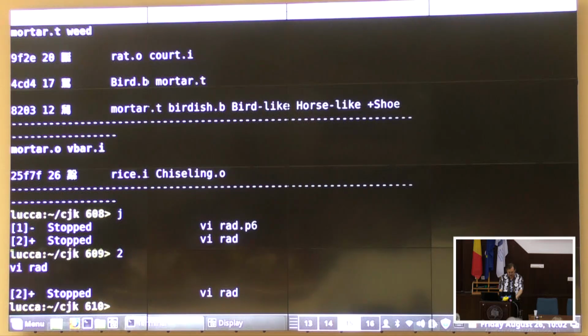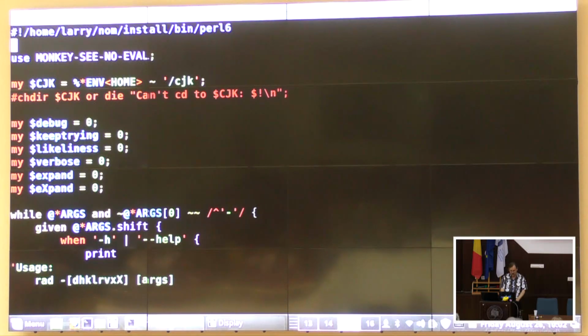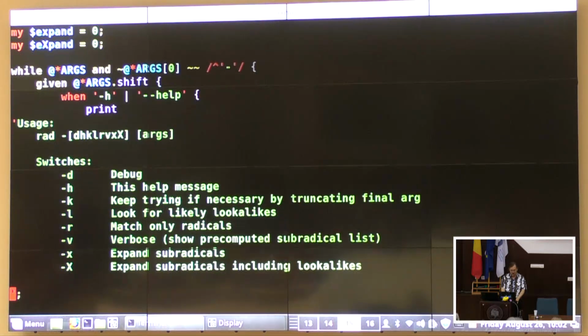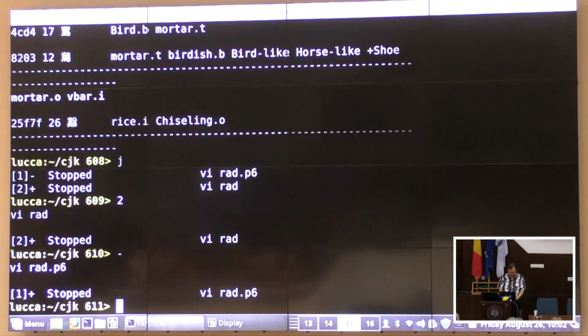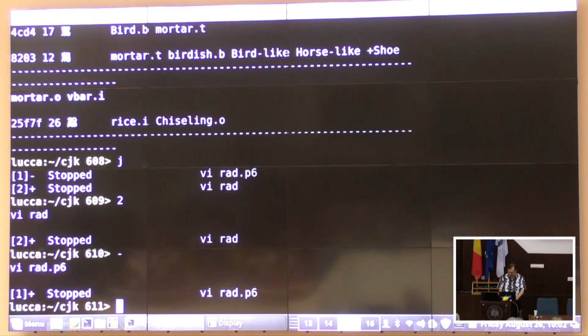And the Perl 6 one is a little fancier. It uses given and when instead of the switch statements, but essentially it's doing the same thing. Okay. Well, I need to wrap up here pretty soon.